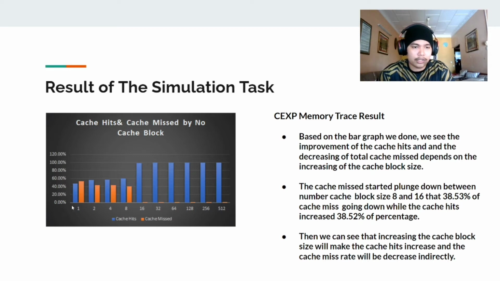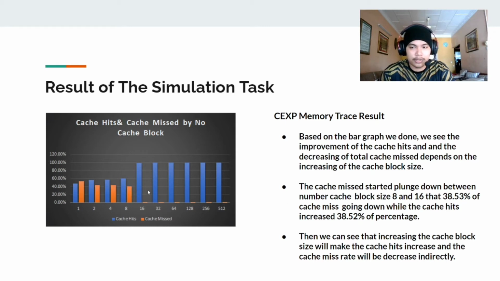The blue one is the cache hits. The orange is the cache misses. You can see the increase of cache size here will increase the number of cache hits. Next, the cache misses start to plunge down. They start decreasing between block sizes 8 and 16.